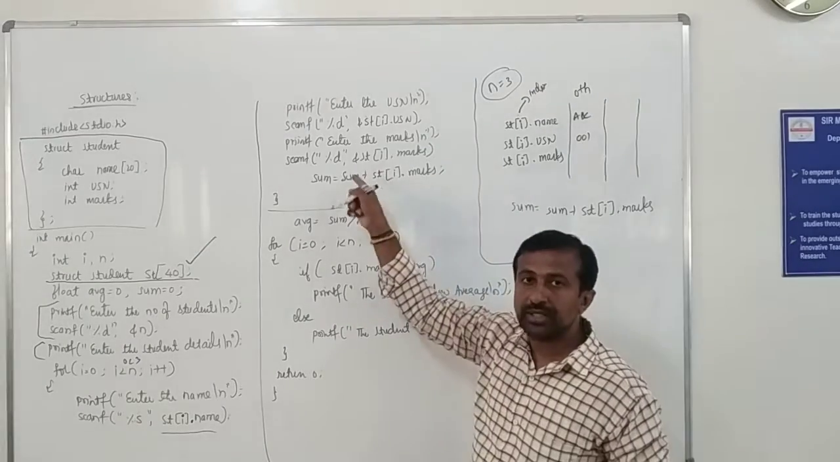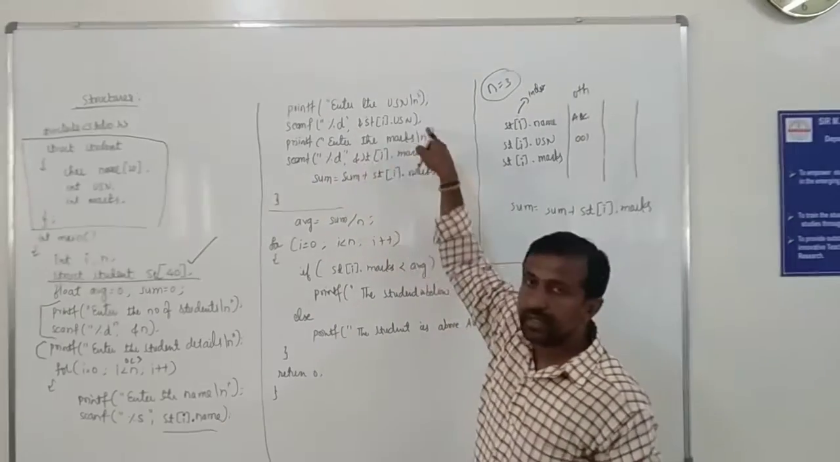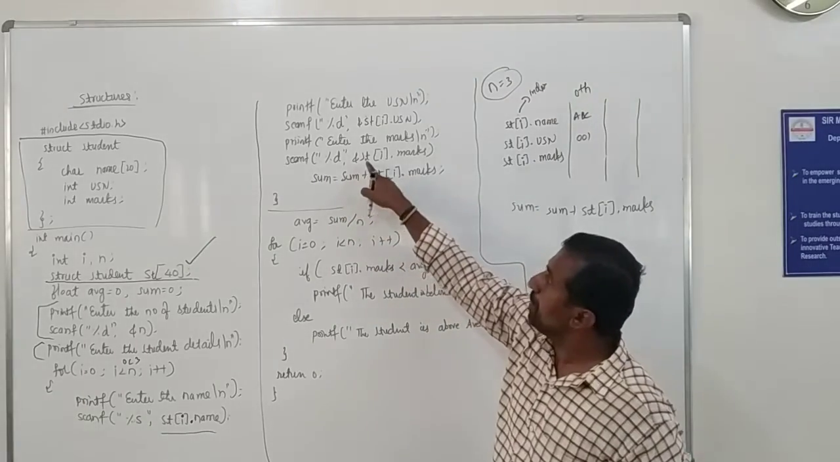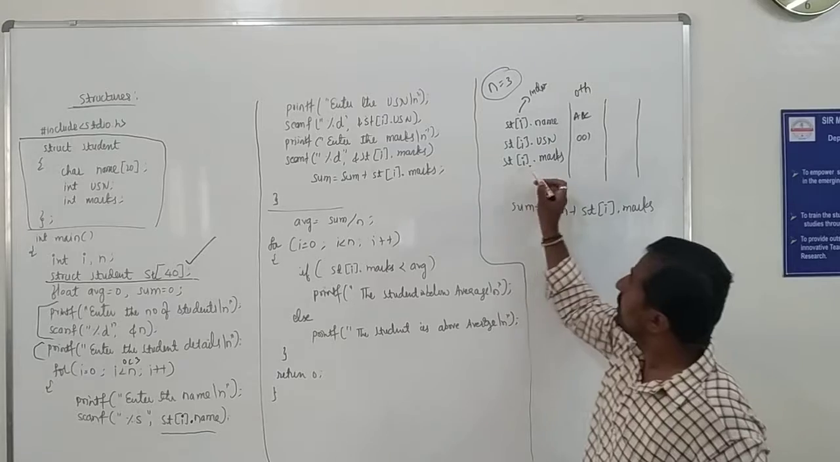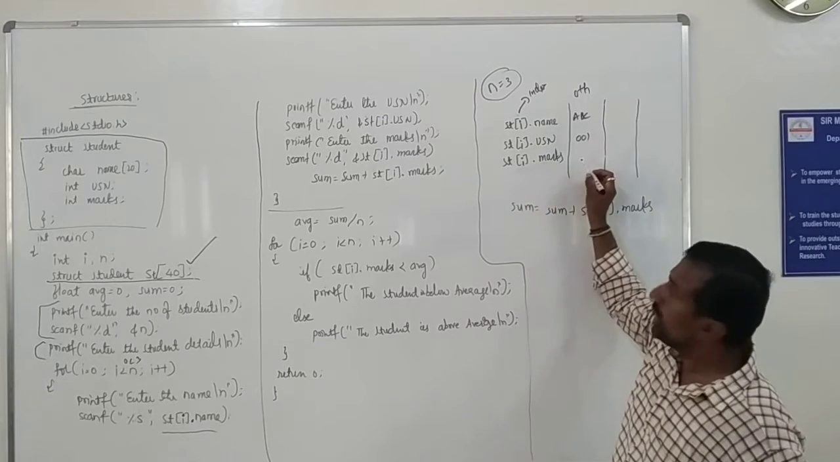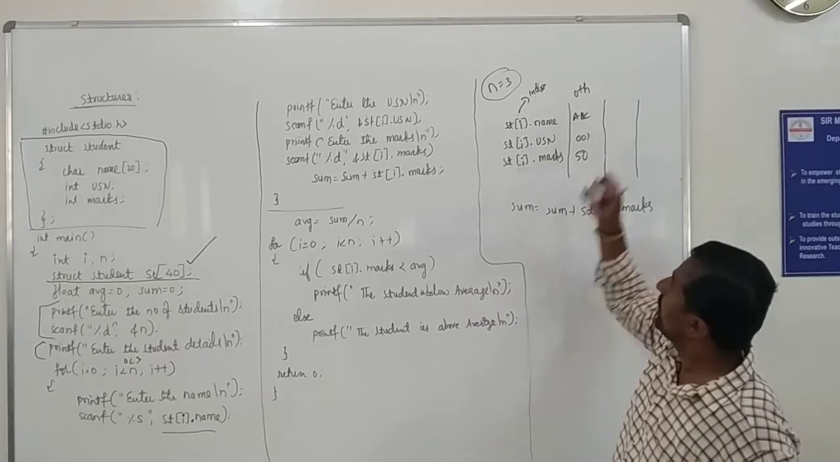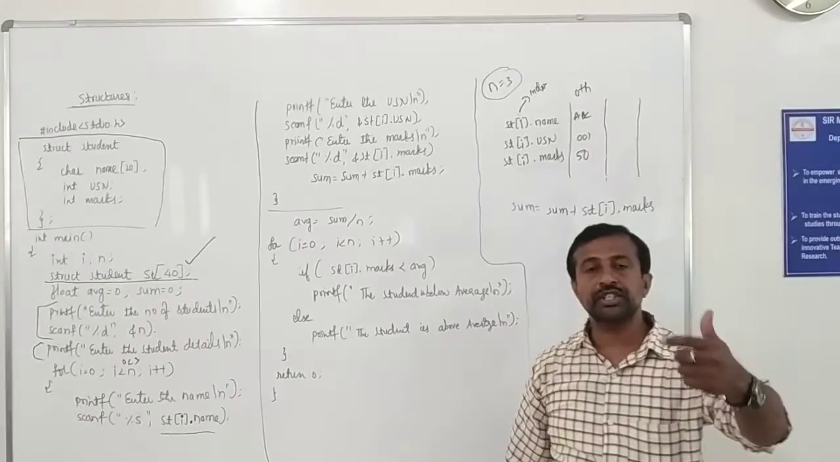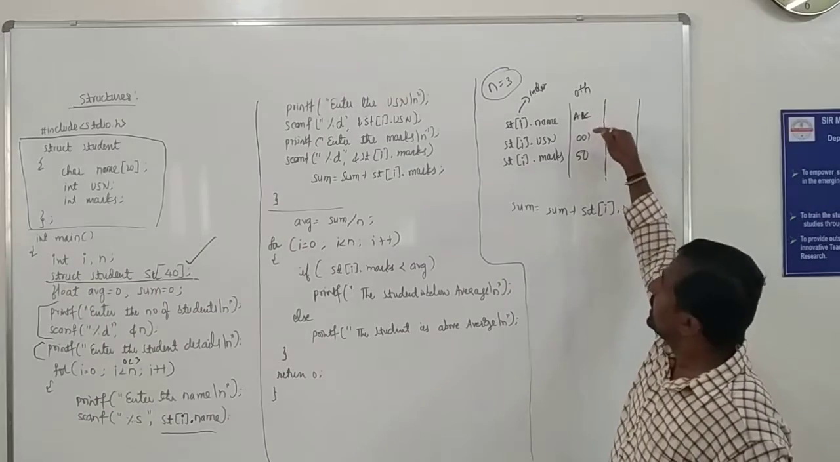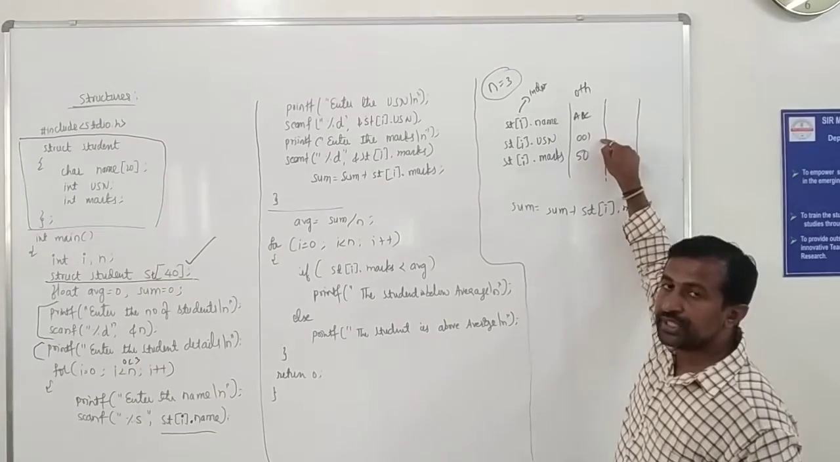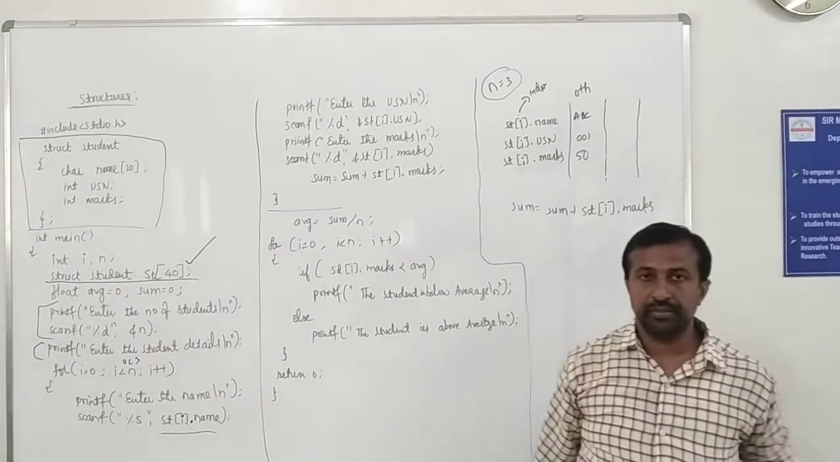Next, read the marks of the same student. Printf enter the marks, scanf %d ampersand st of i dot marks. St of i means the 0th student only. I enter the marks, 50. It means the first student's details are: name ABC, USN is 1 and marks is 50.